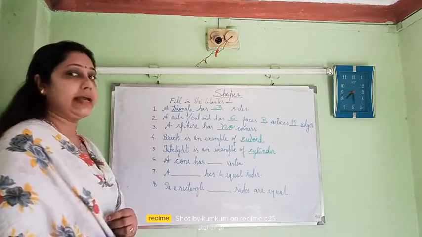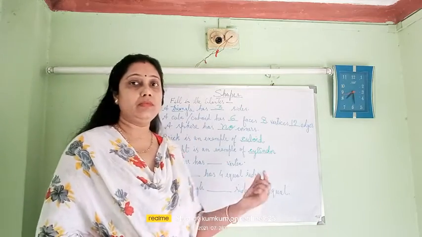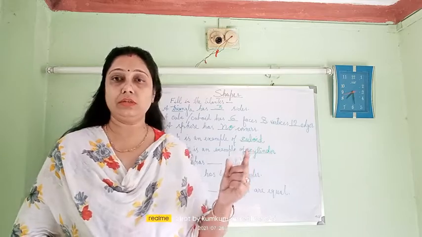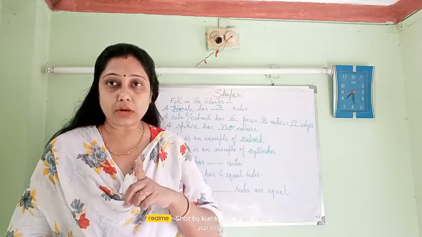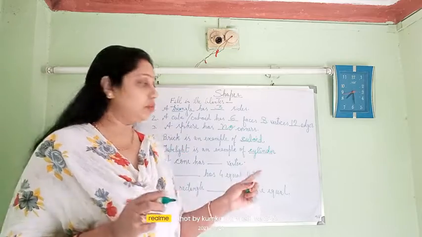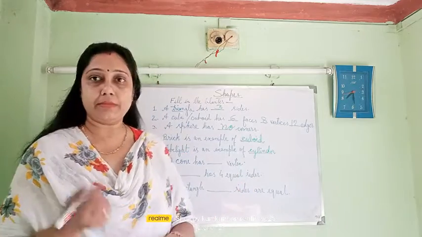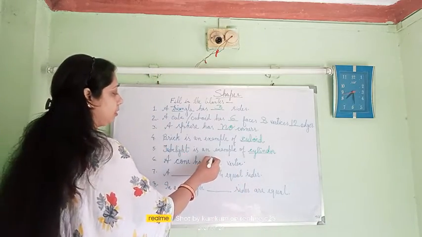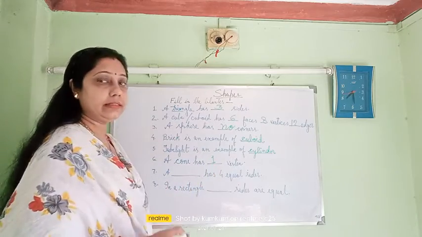A cone has how many vertex? From the word itself, vertex, we have told you that vertex is for singular form and the plural of vertex is vertices. So whenever it is written vertex, that means it is 1. So a cone has 1 vertex.